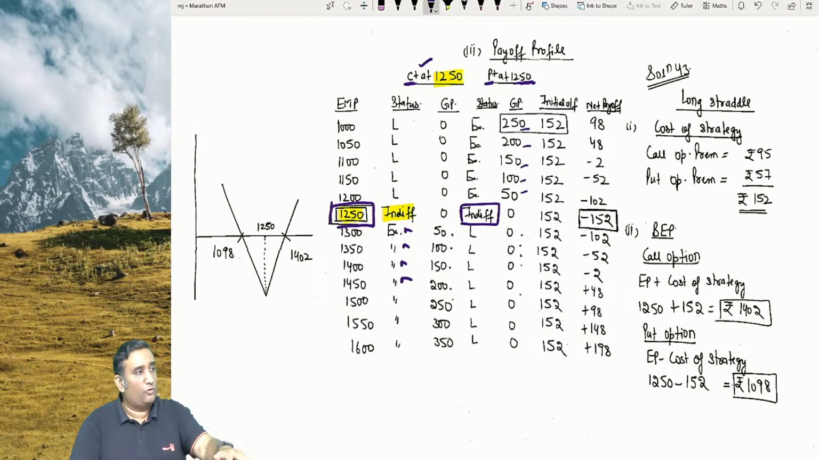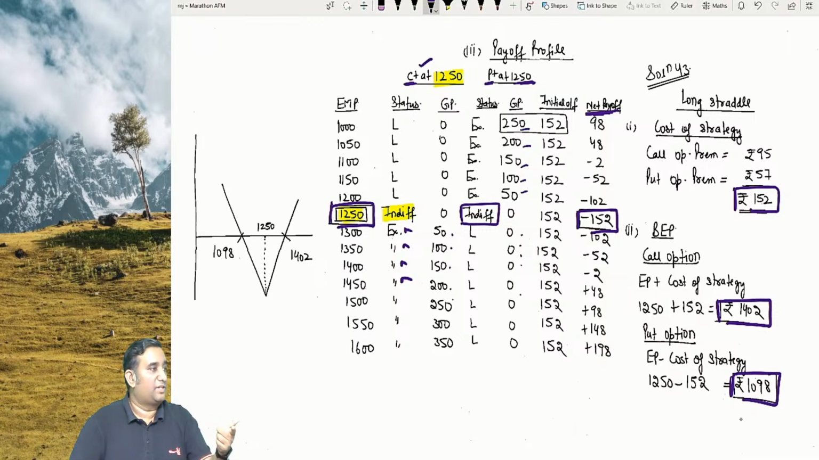Sir, writer would be exactly opposite. It's a double entry system. So if it was a writer, I would be putting what? Minus. And then you have an initial outflow and then net payoff. Graphically, I think cost of strategy is 152. If 152, break even is 1402 and 1098. This only helps me in checking my net profits. That's it. It will help me see whether my answers are on the correct side or not. Quickly look at them.